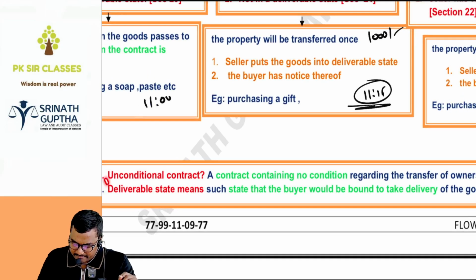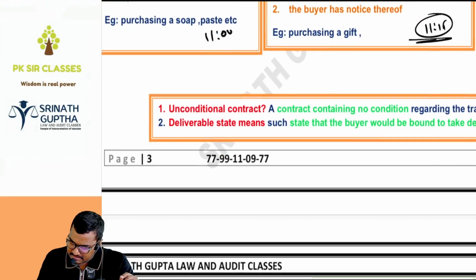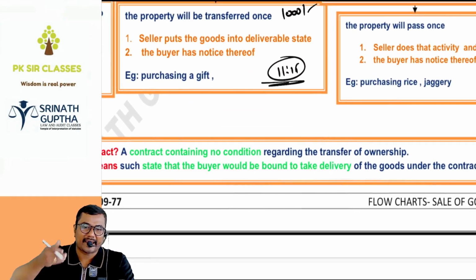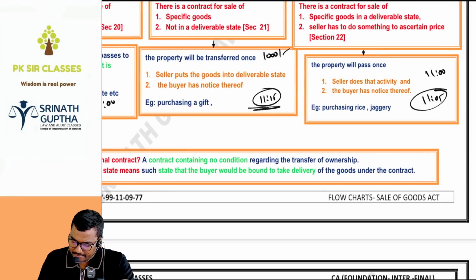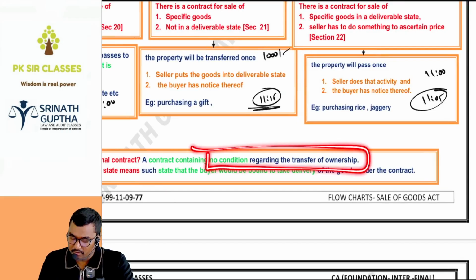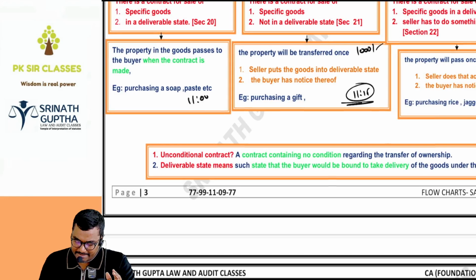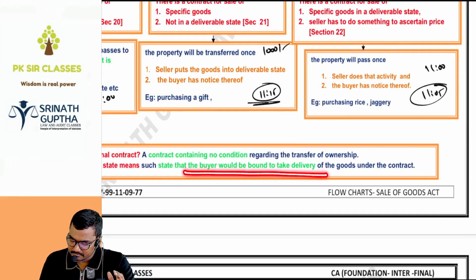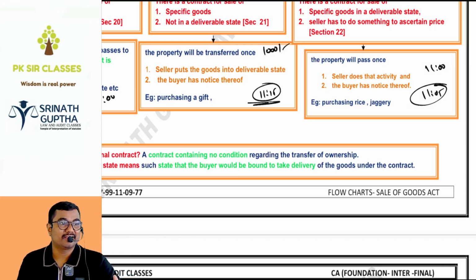What is the meaning of deliverable state? Deliverable state is the state at which the buyer would take the delivery of the goods just like that. We don't need to pack it again. Unconditional contract means a contract containing no condition regarding transfer of ownership. Whether I am keeping any condition, no, unconditional contract. Deliverable state means a state in which the buyer would be bound to take the delivery of the goods.